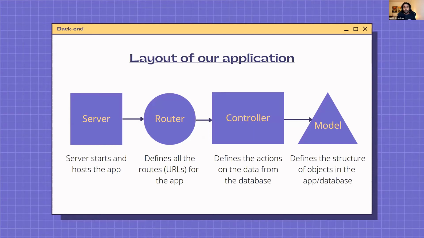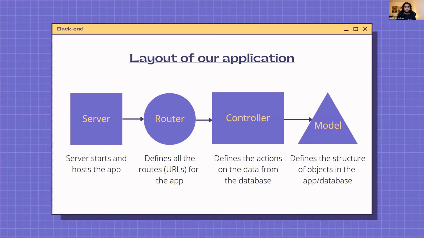The next component is the router, which defines all the routes and the different URLs for the application. The next thing is the controller, which is what we use to essentially manipulate data on the database. It can define actions. It might be updating something, deleting something, adding new data, or even removing data from the database. So that's the responsibility of the controller.